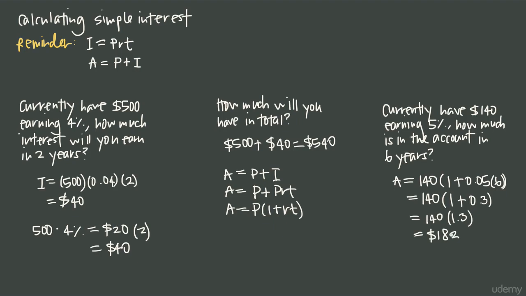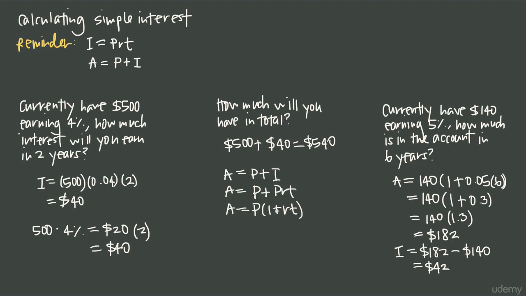Now, if we wanted to find out how much of that was interest, of course, we could just subtract out however much we started with. So we could say that interest is equal to $182, the total amount we ended up with, minus $140, the amount we started with, and we would get $42, which means that we made $42 in interest.